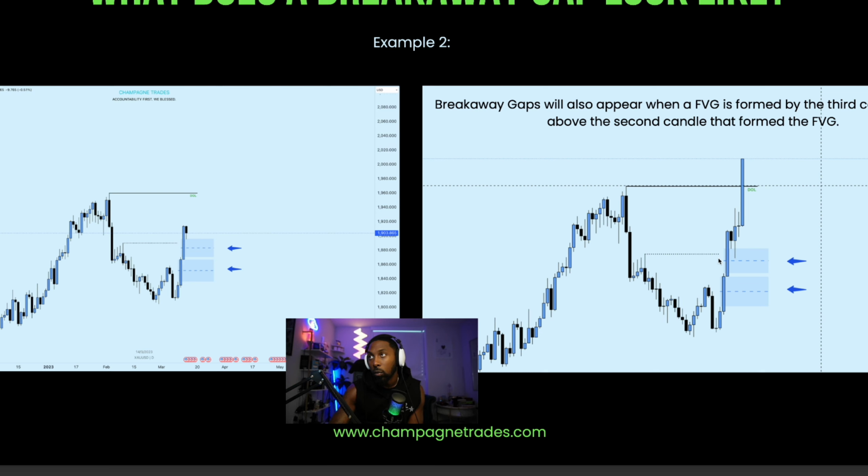See 1, 2, 3. The third candle closes above this candle's high. You go into the lower time frame in this candle, you'll see gaps supporting this right here.